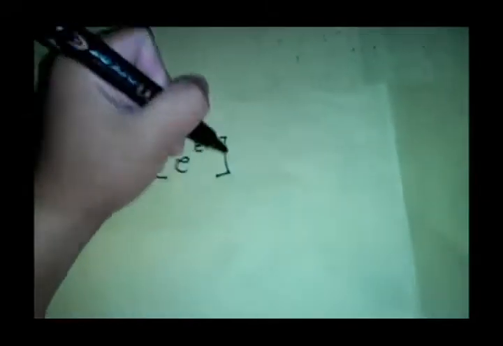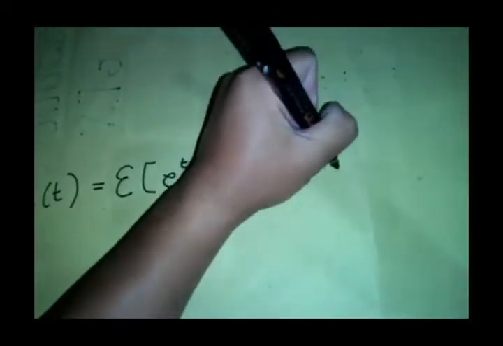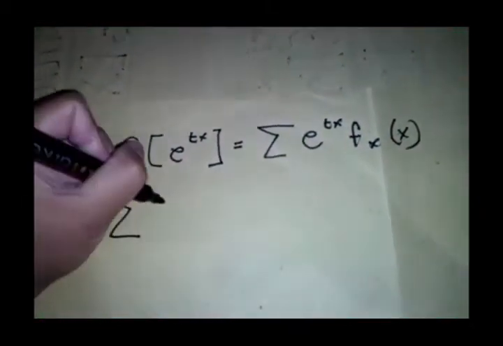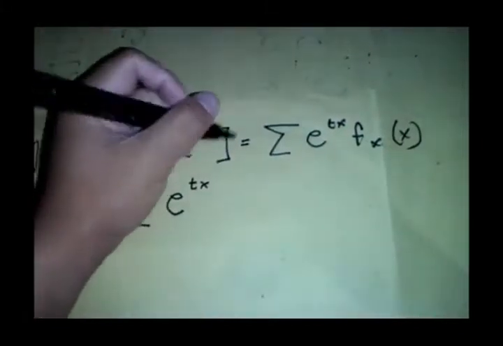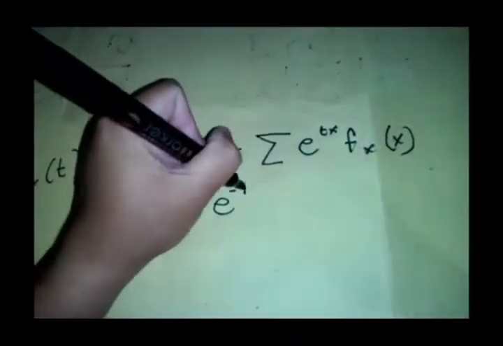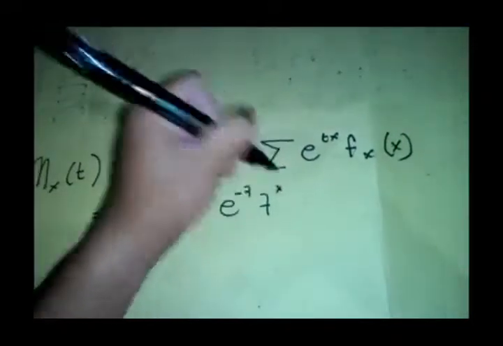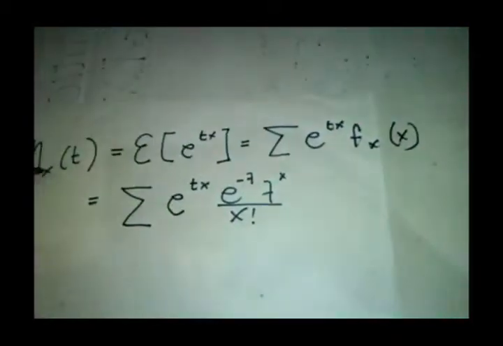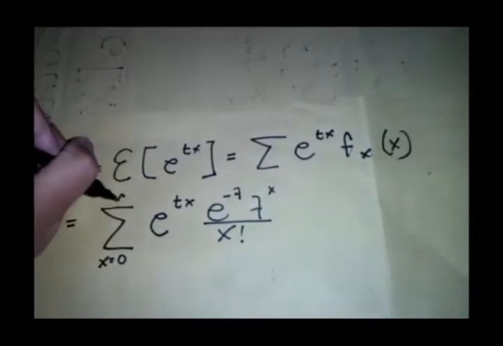First, we need to get the moment generating function. By chapter 2, definition 19, we have M sub x of t is equal to the expected value of e to the tx, which is equal to the summation of e to the tx times f sub x of x. So now, we have the summation of e to the power of tx times e to the negative lambda times lambda to the power of x over x factorial, where x starts from 0 to infinity.